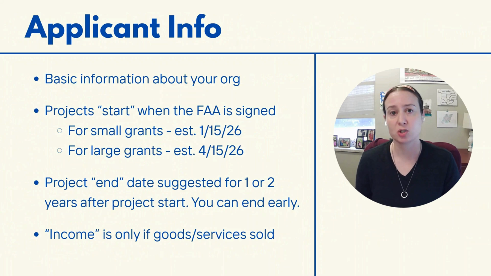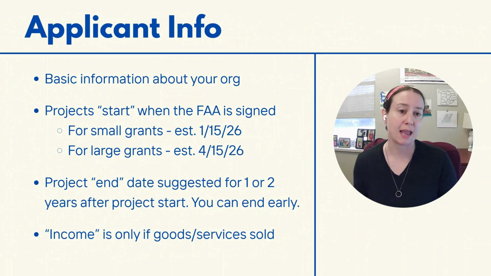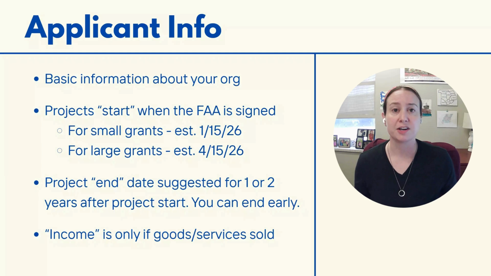So for our fiscal year 26 grants, we estimate small grants will start on January 15th, 2026, and for large grants, April 15th, 2026. The project end date is a little easier for you to know, and this is helpful for us to understand how long the project period will be. So we typically suggest a minimum of 1 year and a maximum of 2 years to begin with. This date is not how long you're going to be doing the activities. We hope that you continue the activities begun or continued in the project for many years to come.